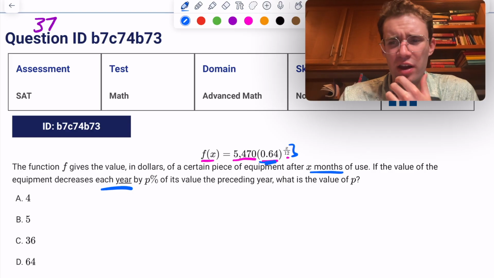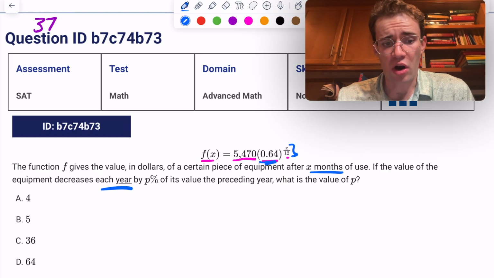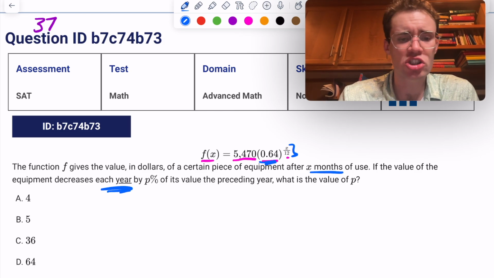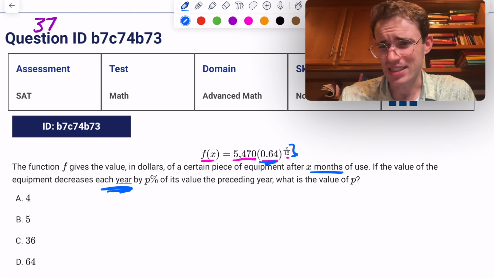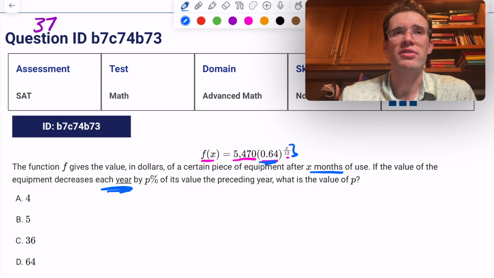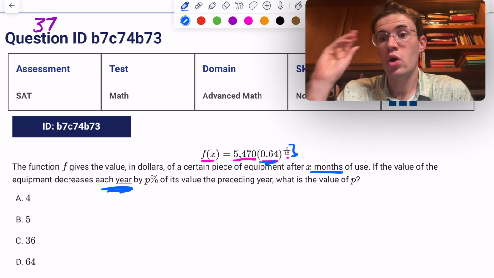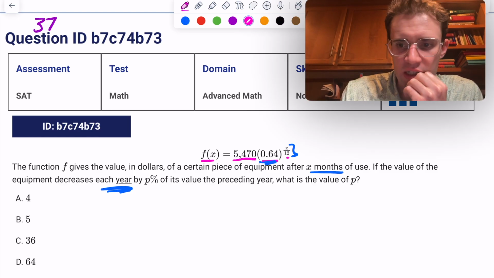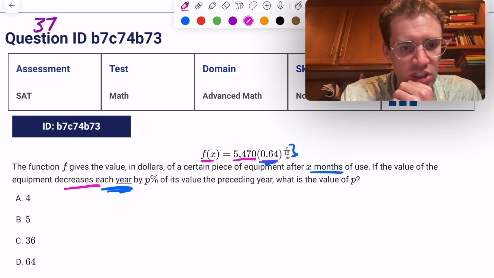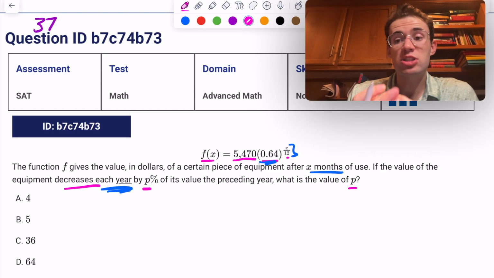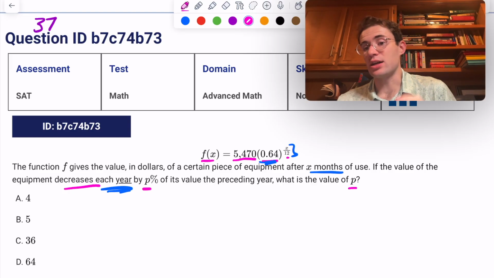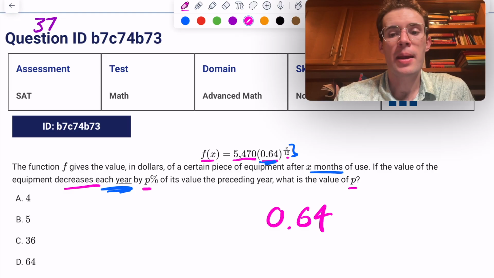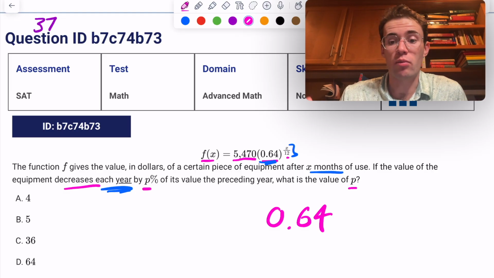So the growth factor that they have here, actually the decay factor, is already set for a year. They're trying to make it seem tricky by mixing years and months, but they already set it up nicely for you. So you don't have to actually raise something to a power to figure out what the growth factor would be over that whole period. But the tricky part is, it says if the value of the equipment decreases each year by p%, what's the value of p? So how much is it going down by? They're not asking what the growth or decay factor is, right? The decay factor in this case would be 0.64, but that means how much is it going down from 100% or from 1?